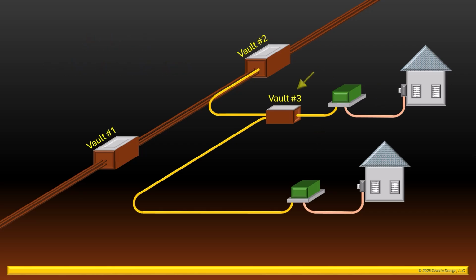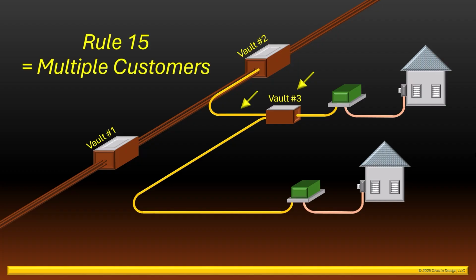Vault number 3 shown in the image provides power to exactly 2 customers, as well as the conduit and cable connecting it to vault number 2. Since these facilities provide power to more than one customer, they're installed under the provisions of Rule 15. The other structures and equipment shown are all dedicated to providing power to many customers, and as such, they also fall under Rule 15.